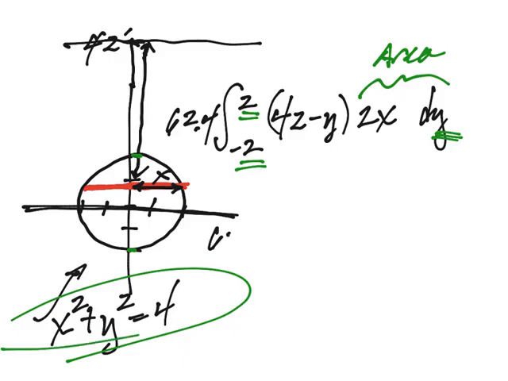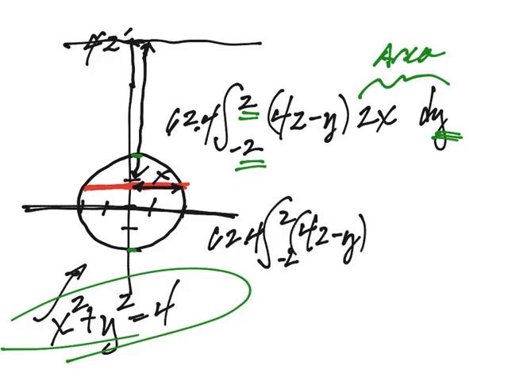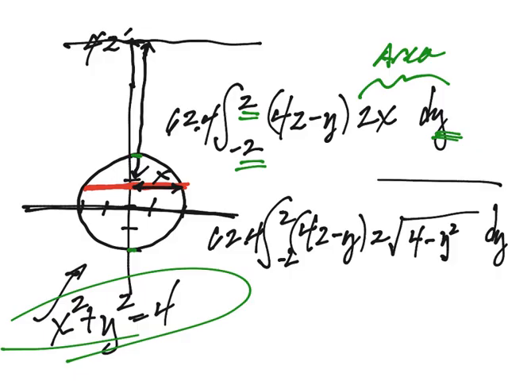So my final answer will be 62.4 integrated from -2 to 2. This is 42 minus y. And I've got then 2. And my x now, in terms of y, becomes the square root of 4 minus y squared, times the height of those rectangles, which in this case is dy. Setup only would give you an answer like that.